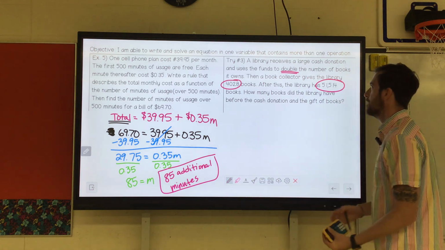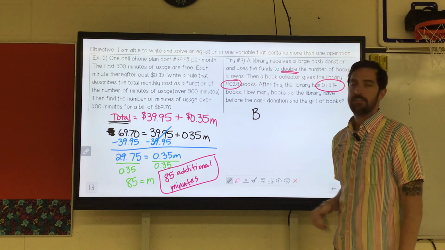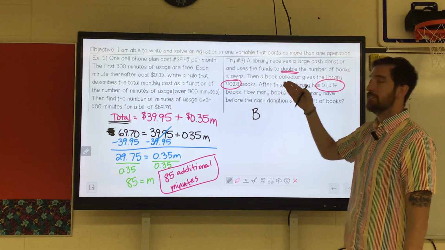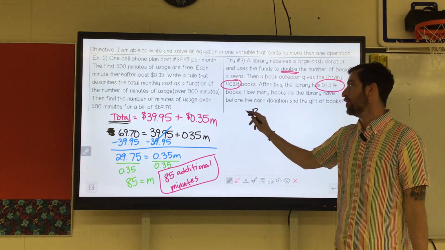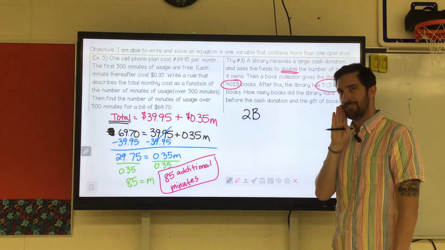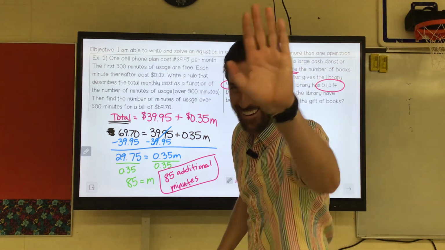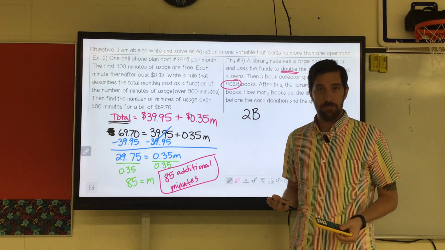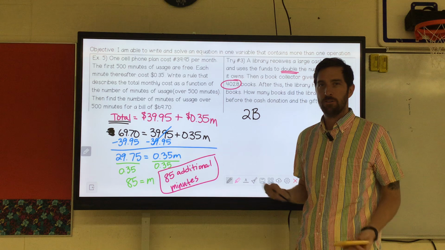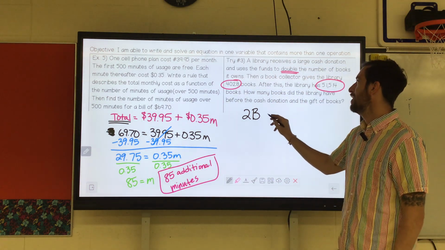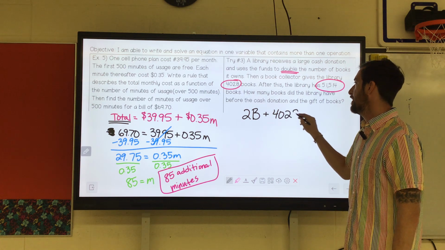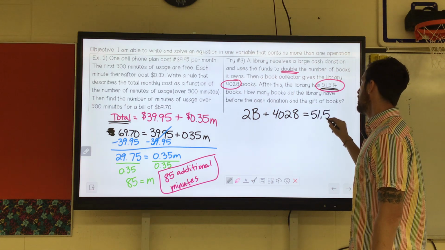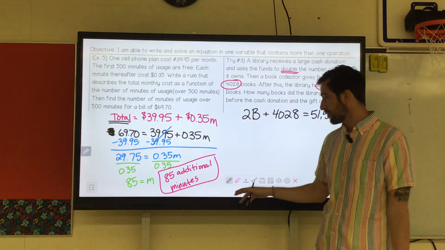So if we were to set up an equation here, let's say B is the books that the library had to start out with. It said that we're using the funds to double that. So we're going to multiply the number of books by 2. So we have 2B, or not 2B. Oh, good job. All right, then a book collector gives us 4,028 books. So what are we going to do with that? Here's our doubled books. We're also getting more books, so we're going to add it to that total. So plus 4,028, and this equals our total amount of books, 51,514.